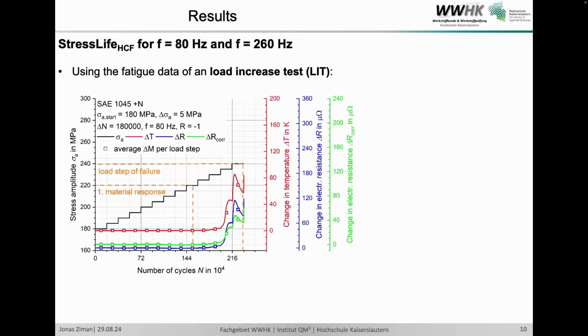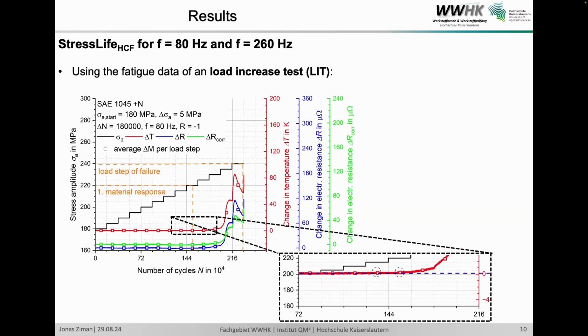That's for 80 Hertz. The starting stress amplitude was 180 megapascal, with 5 megapascal load increase steps for every 180,000 steps. You see here the change in temperature, the change of directly measured electrical resistance, and the change in the temperature-corrected electrical resistance. These load increase tests are very good to determine the fatigue limit of the material, because you can look where the first material response occurs, which is here for a stress amplitude of 220 megapascal.